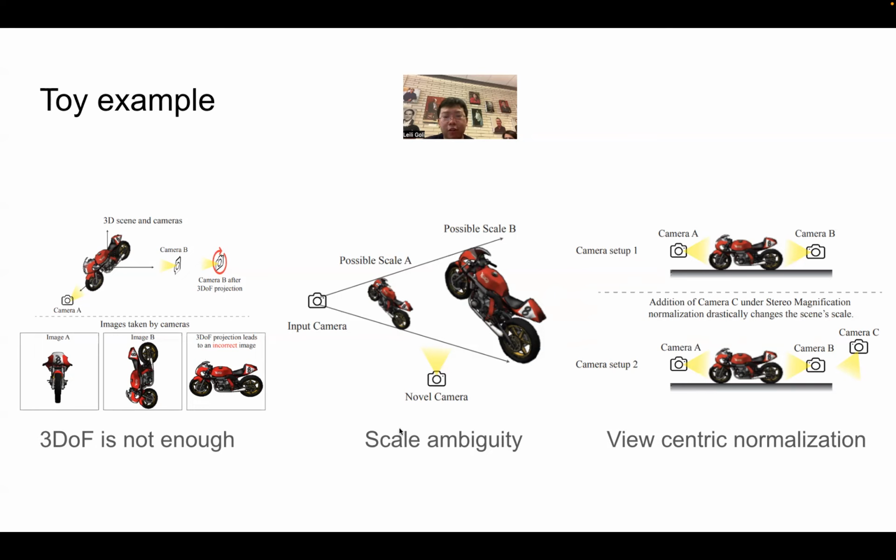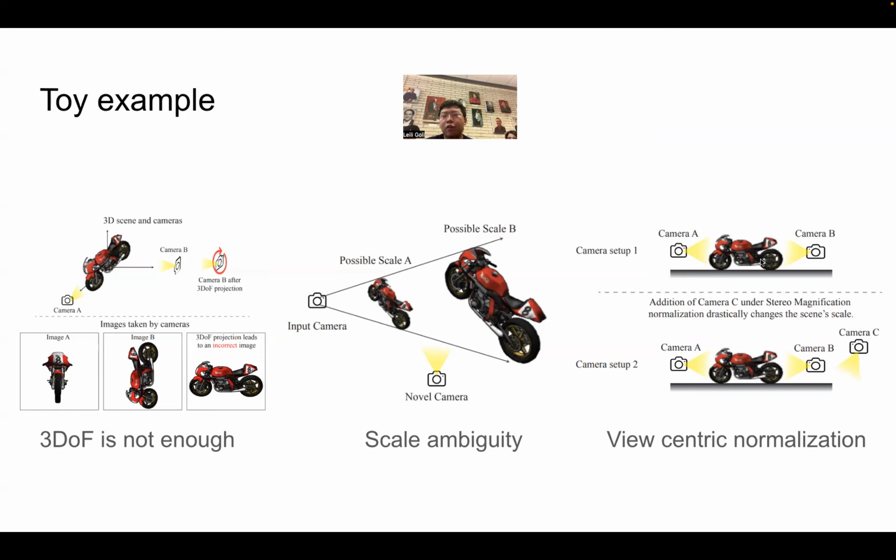Also the scale has some ambiguities, the depth ambiguities, because if one object is small but near the camera, it is similar, if you only see one single view, to a large object that is far away. And also for the view-centric normalization: in the original stereo magnification paper, if you add one more camera, for instance here camera 3, where the depth is facing the ground, the depth will be quite different than camera A and camera B.